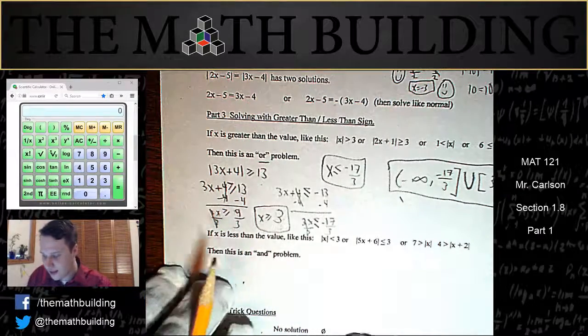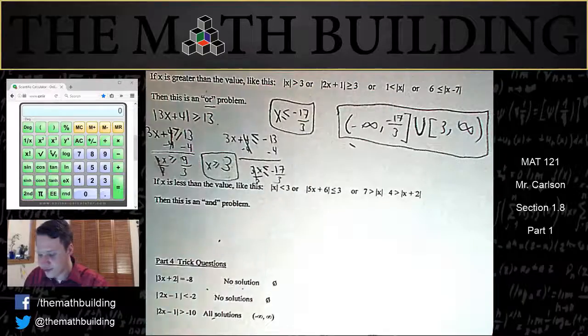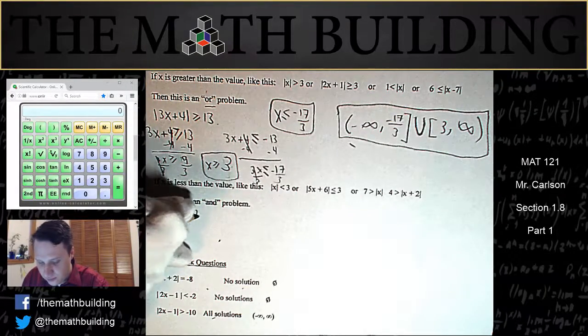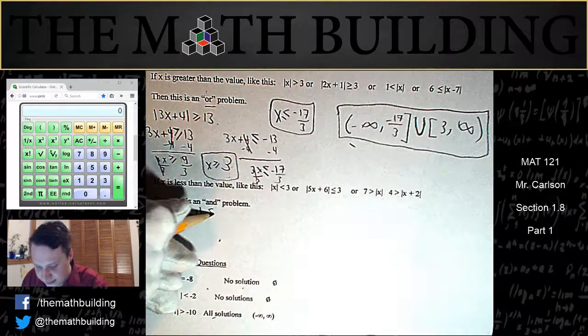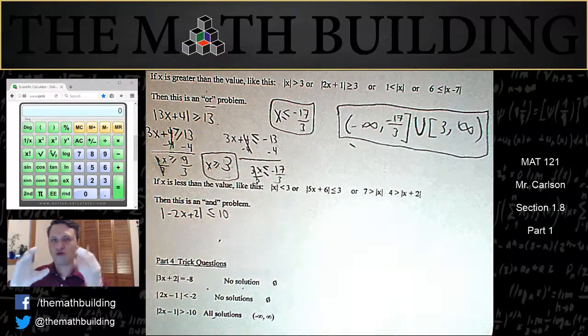What if it's less than? That means it's an AND problem, and our x is kind of constrained. So imagine we had 2x plus 2, the absolute value of that is less than or equal to 10. That means our values are kind of constrained.